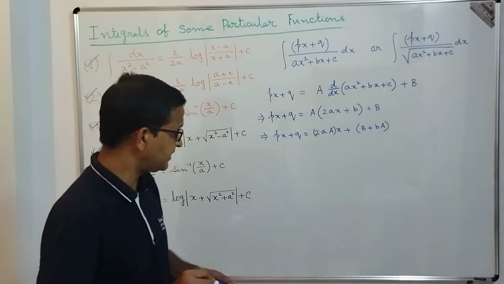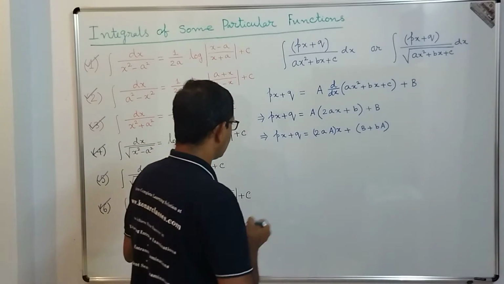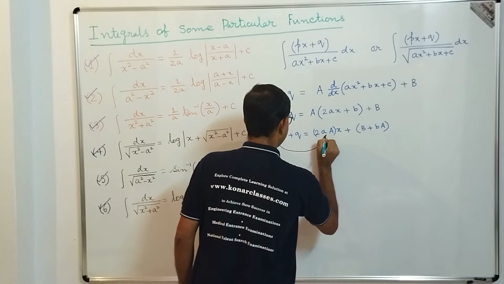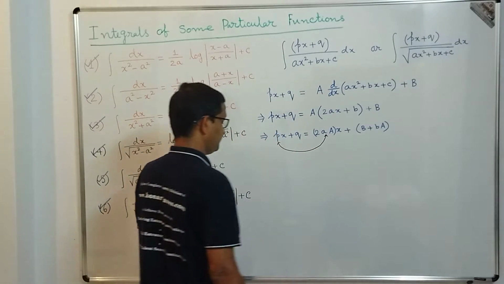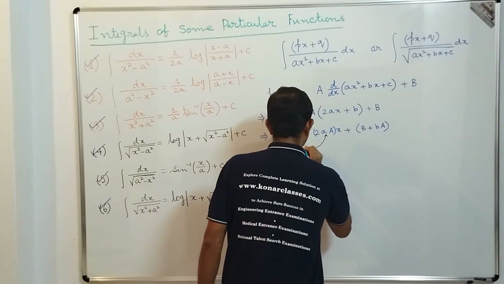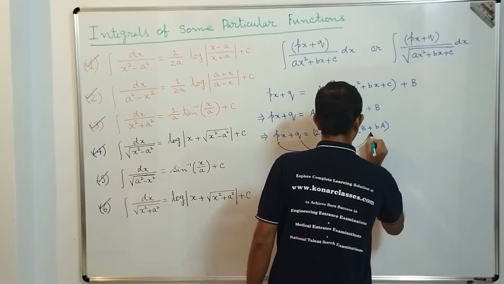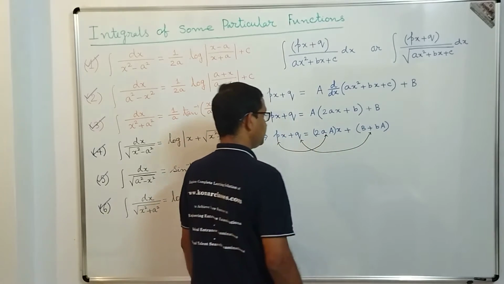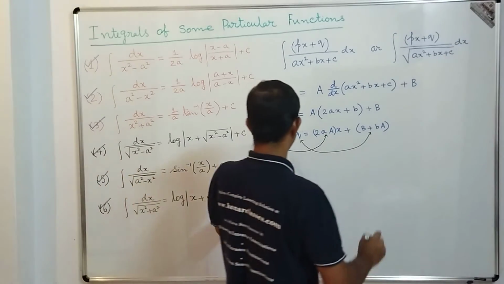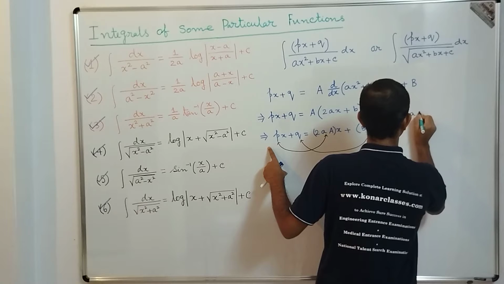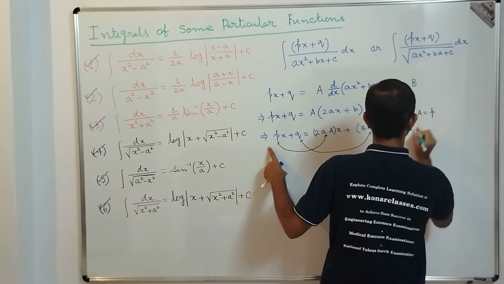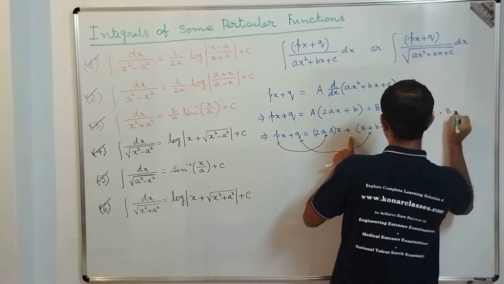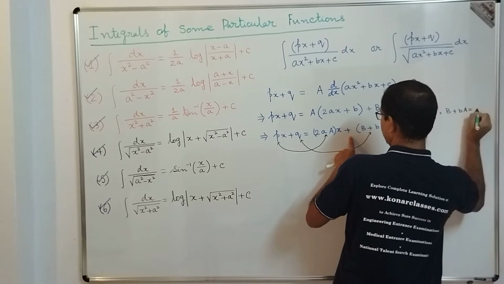Now if you look at it, this is an identity. Identity means the coefficient of x in the left hand side, that is p, should be equal to the coefficient of x in the right hand side, that is 2 lowercase a uppercase A. And the constant term in the left hand side, that is q, should be equal to the constant term in the right hand side, that is capital B plus small b into capital A. So 2 into a into capital A has to be equal to p, and capital B plus b into A should be equal to q.